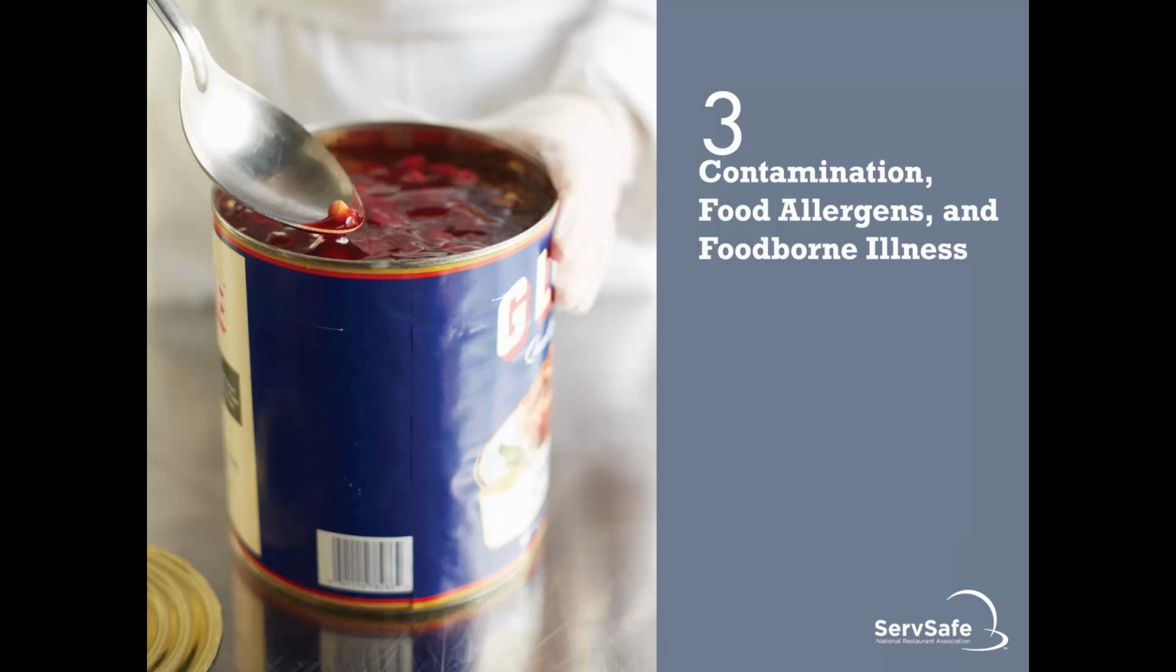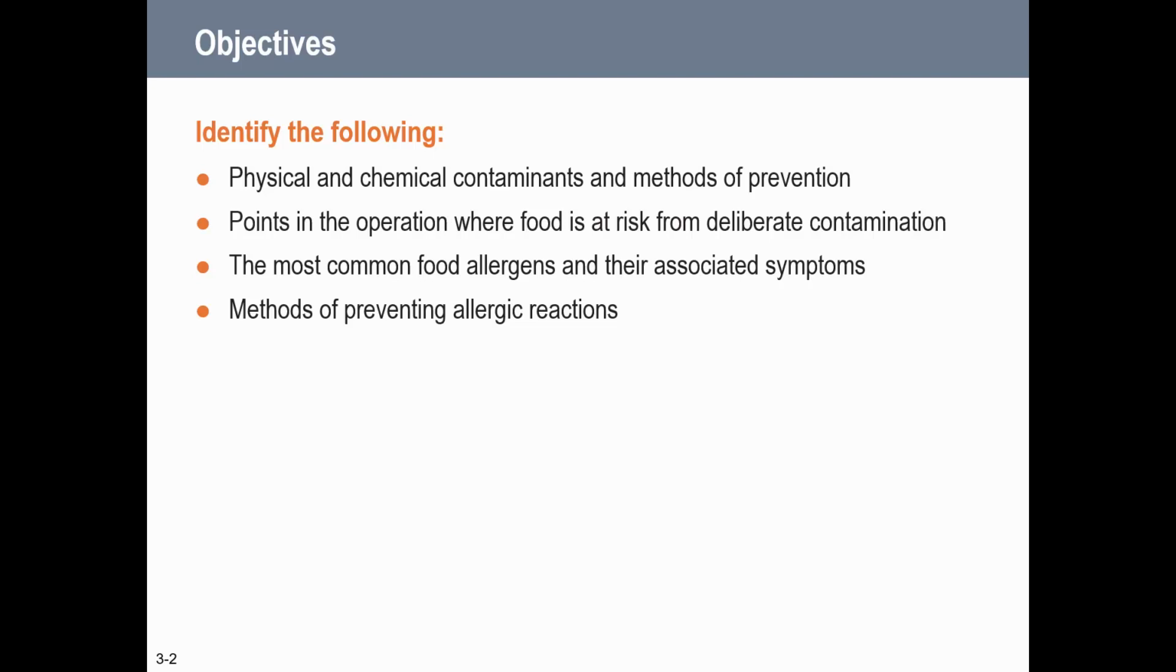So for this chapter in ServSafe, we're going to be looking at other types of contaminants. We looked at biological contaminants in chapter 2, so we'll look at our physical and our chemical contaminants as well as food allergies. Again, this shows you what we're going to go over in this chapter.